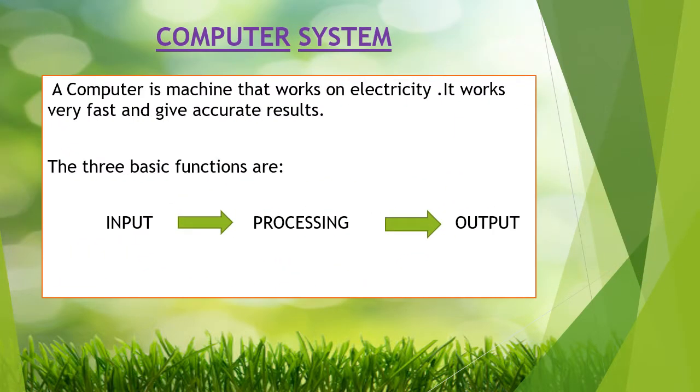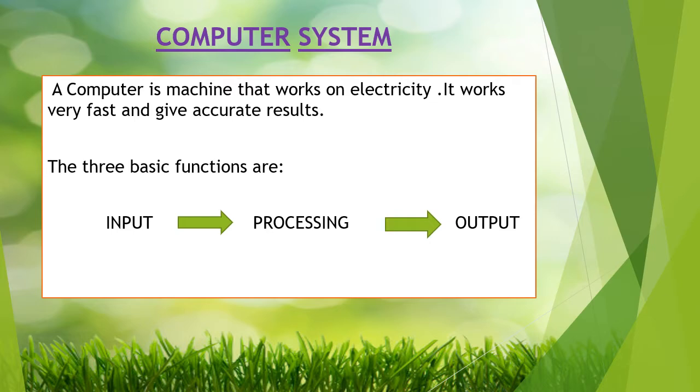A computer is a machine that works on electricity. It is very fast, and whatever result it is producing, it will be very accurate also, because it is using digital waves. That means square waves.